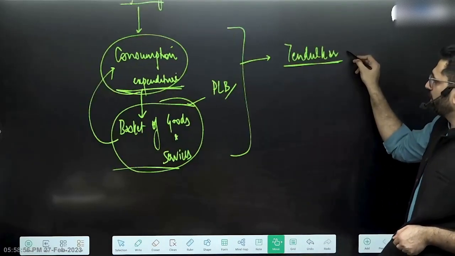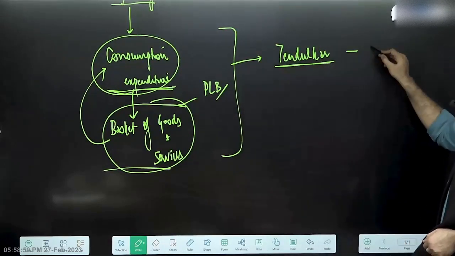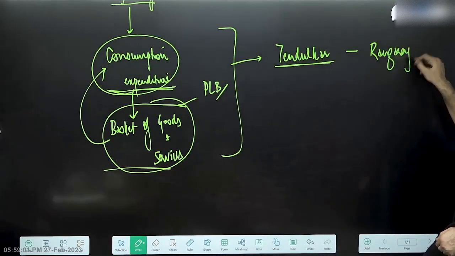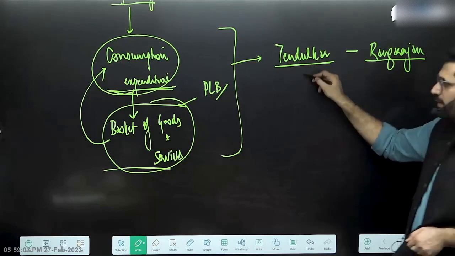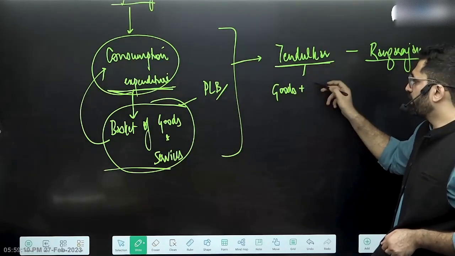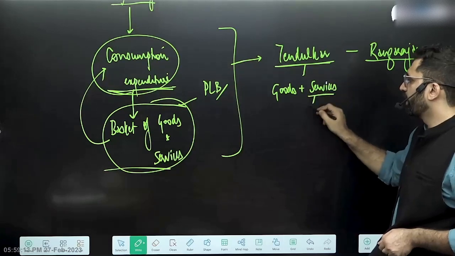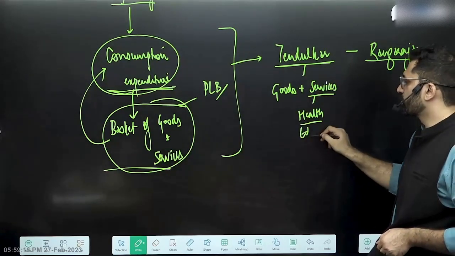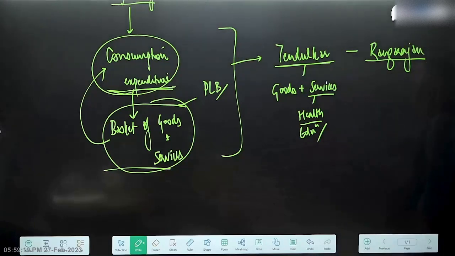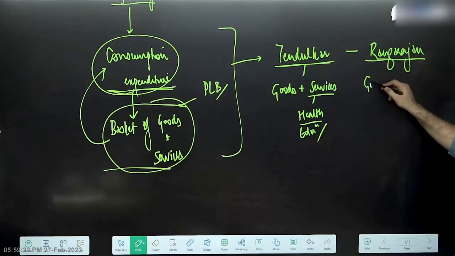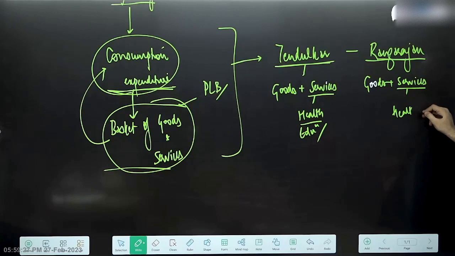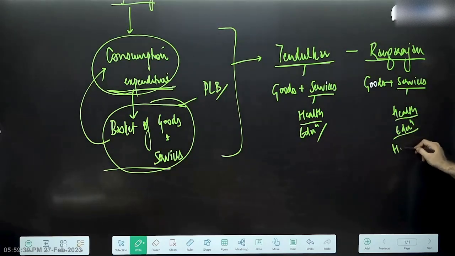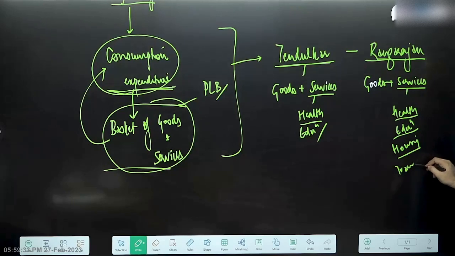The basket was slightly enlarged by the Rangarajan committee, which also included certain behavioral factors. This had goods and certain services such as health and education, the private expenditure which a person does on health and education. Rangarajan had goods. It also expanded the services. It included health, education, housing, transportation, and a lot of other services.